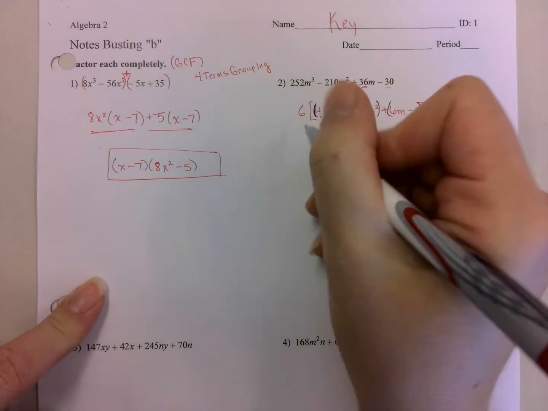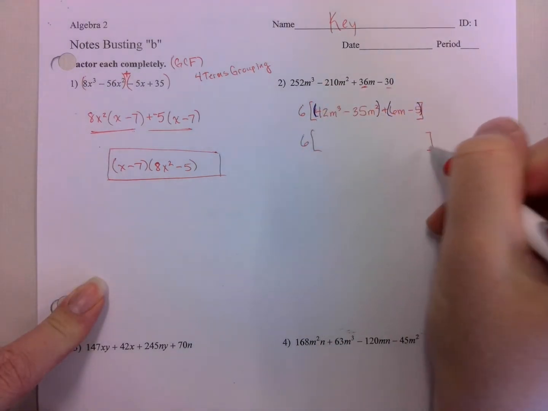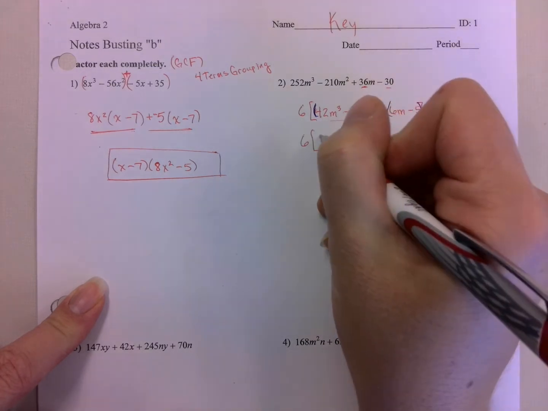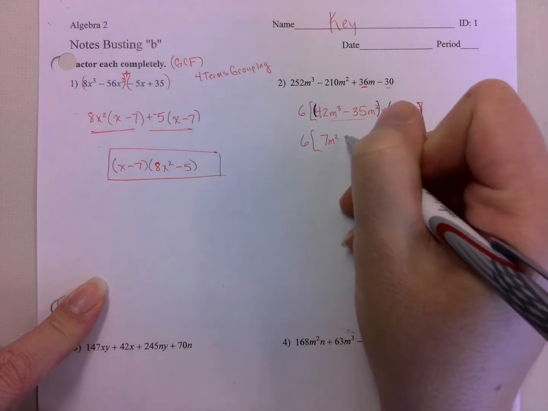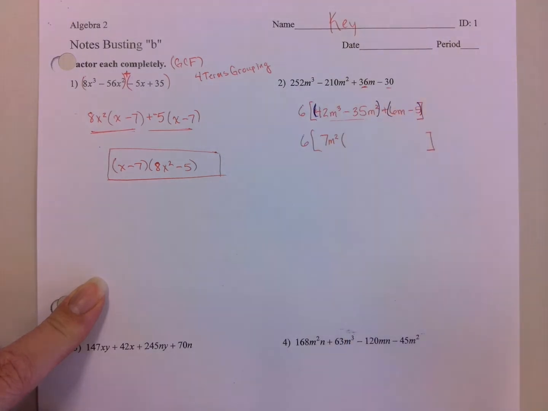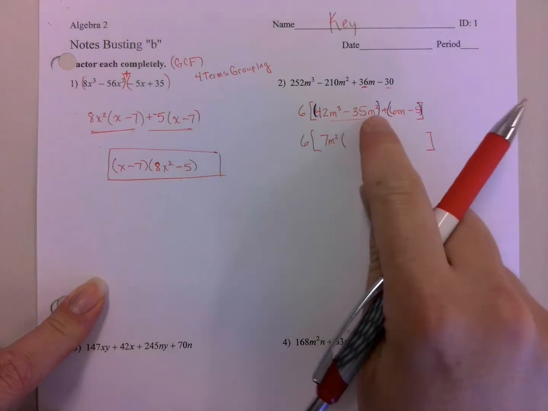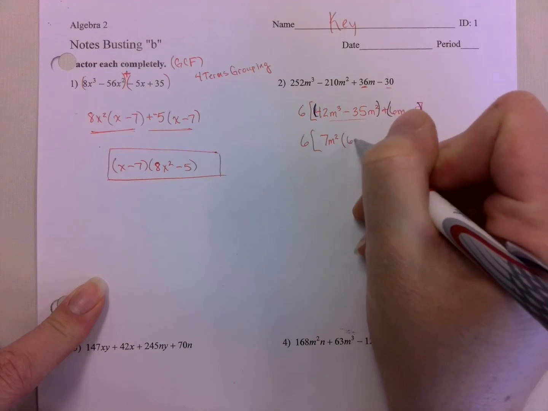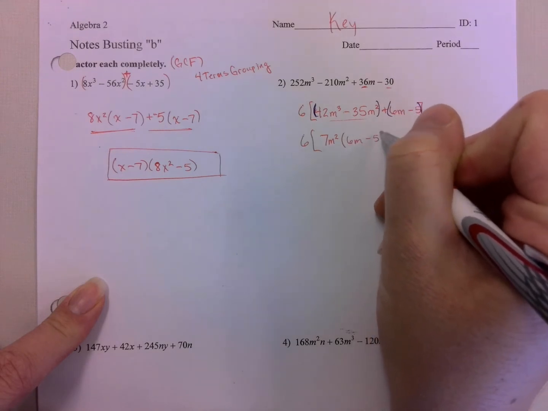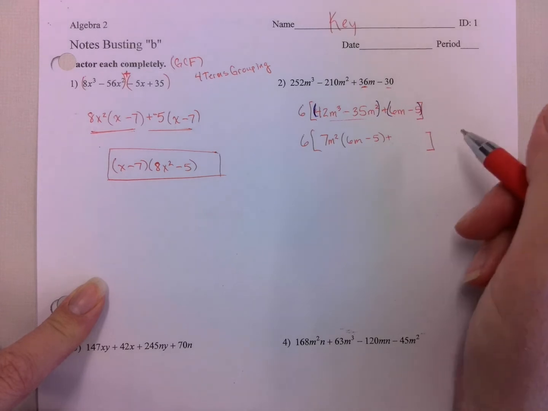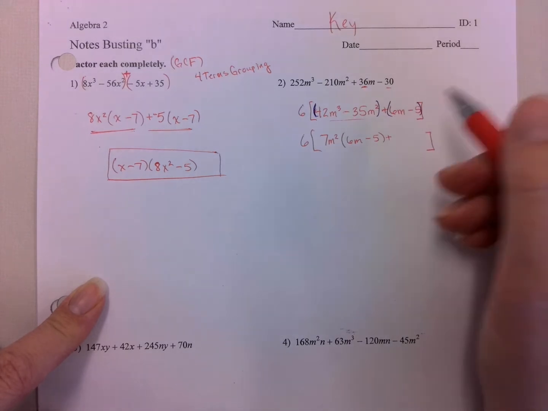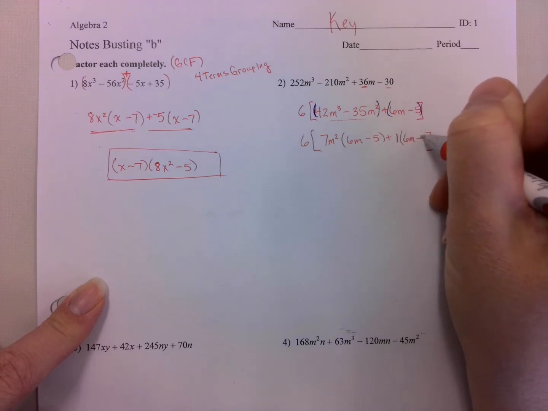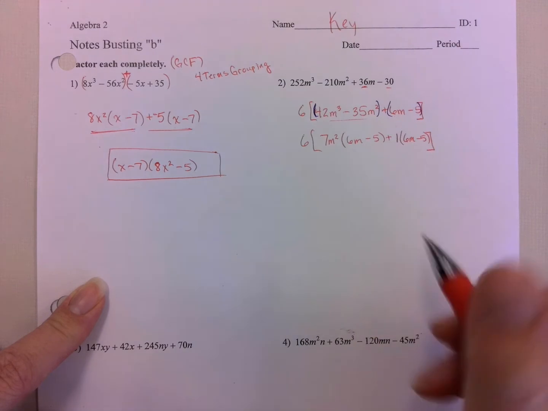So I keep the 6 going, and then I take out the GCF here, and that GCF is going to be a 7m squared. All right, so what's left? And make sure you look at your power, and take that out. So we're left with the 6m minus 5 plus, okay, now here's what's getting some people. If you can't take something out, you need to take out that 1 as a placeholder, and you're left with 6m minus 5. So that 1 is a placeholder.